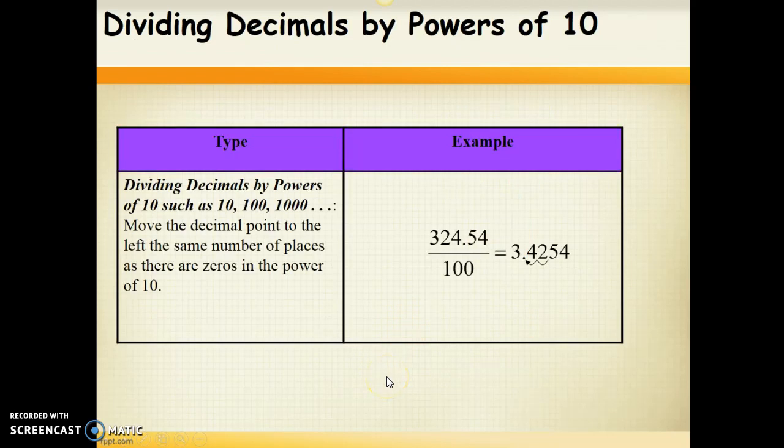When dividing by powers of 10, such as 10, 100, 1000, in dividing decimals, we want to move the decimal point to the left, the same number of places as there are zeros in the power of 10.